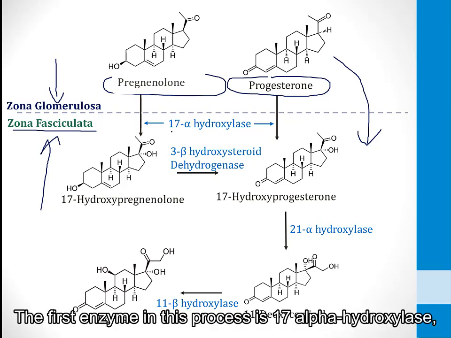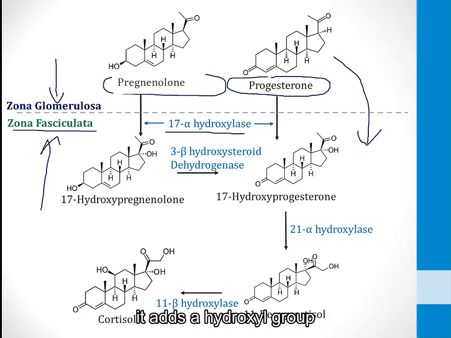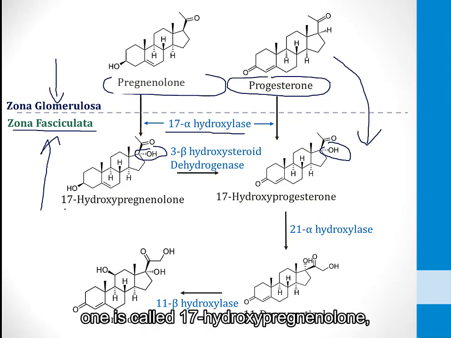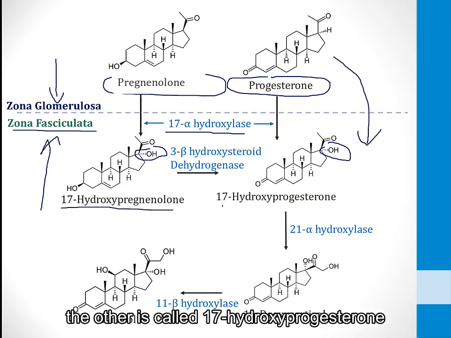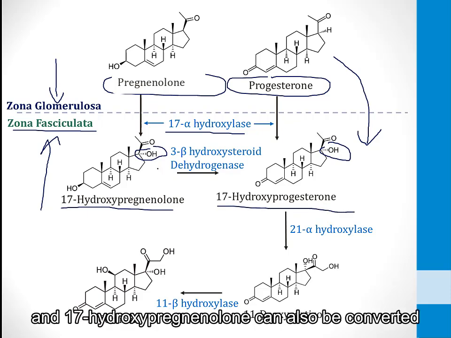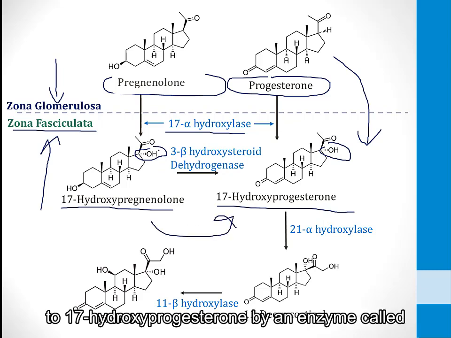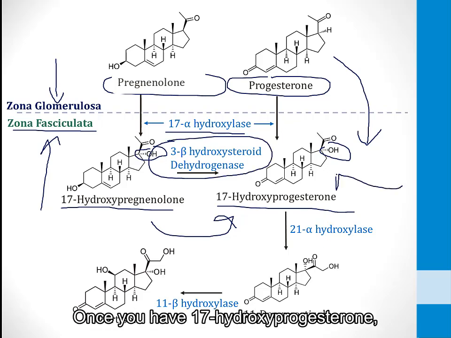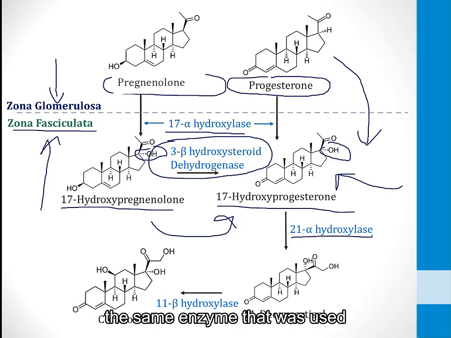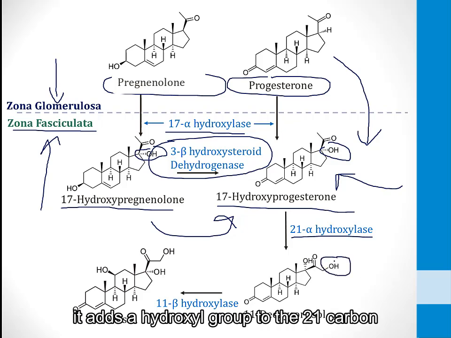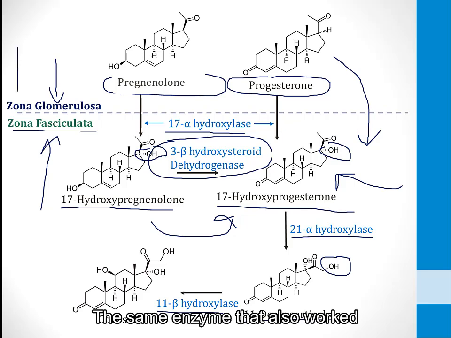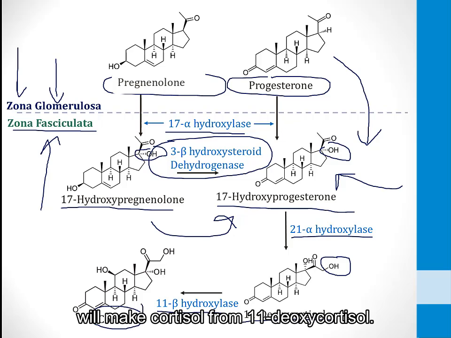The first enzyme in this process is 17-alpha-hydroxylase. It adds a hydroxyl group to the 17 carbon as shown here and here. This creates two molecules. One is called 17-hydroxypregnenolone, the other is called 17-hydroxyprogesterone. And 17-hydroxypregnenolone can also be converted to 17-hydroxyprogesterone by an enzyme called 3-beta-hydroxysteroid dehydrogenase. Once you have 17-hydroxyprogesterone, 21-alpha-hydroxylase, the same enzyme that was used in the zona glomerulosa, is used again. It adds a hydroxyl group to the 21 carbon to make 11-deoxycortisol. And then 11-beta-hydroxylase, the same enzyme that also worked in the zona glomerulosa, will make cortisol from 11-deoxycortisol.